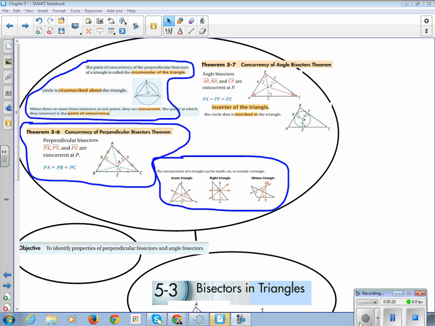So that's the difference between that and perpendicular bisectors. When you have angle bisectors, it's incenter. Circumcenter is perpendicular bisectors. This is what a circle that is inscribed in the triangle looks like. So you take the incenter and open up your compass from the incenter to Z and make a nice circle with the center at point P. And that circle is inscribed in the triangle.